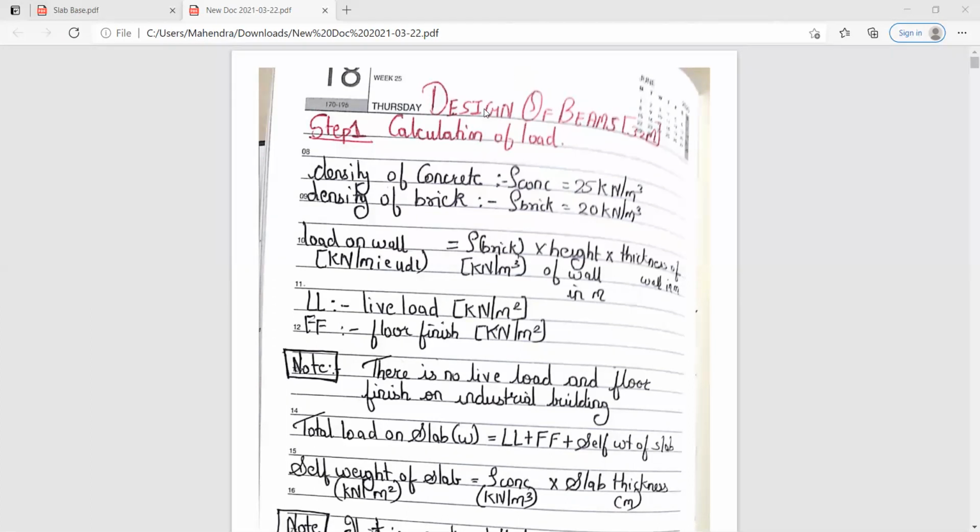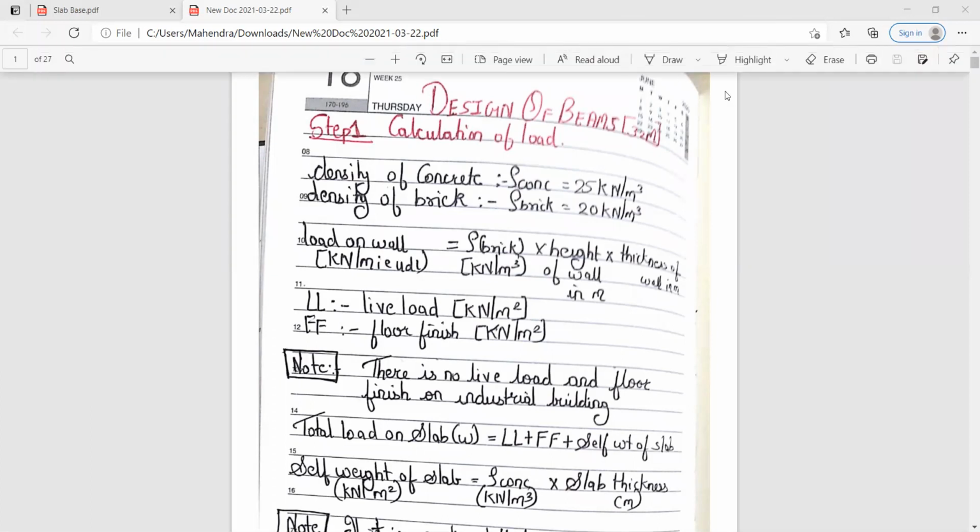After that you need to see the load on wall. So for calculating load on wall, the load on wall will be in UDL. So what is UDL? That is uniformly distributed load. Whatever your wall load will be, it will be uniformly distributed on the entire wall. So it is uniformly distributed load.